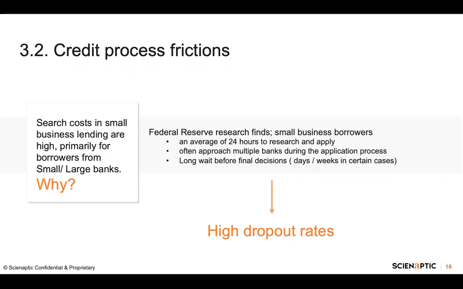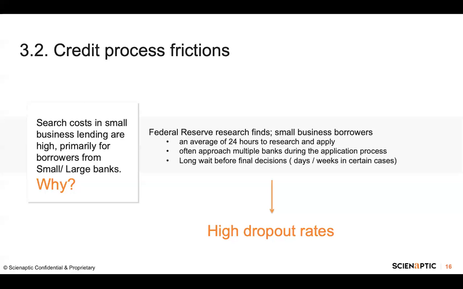And this is because small and large banks fall through what we call the legacy paper application-based system. Not only do they have to fill all those applications in pen and paper, but they themselves are not clear on what is the right product to apply for. And even once they apply, the long wait before they get the final decision from the banks can range between a few days to a few weeks in certain cases.